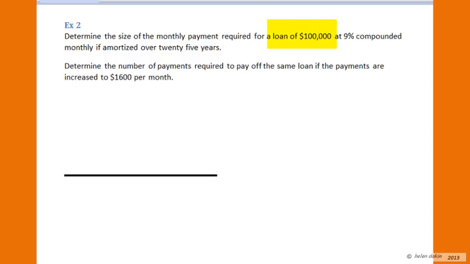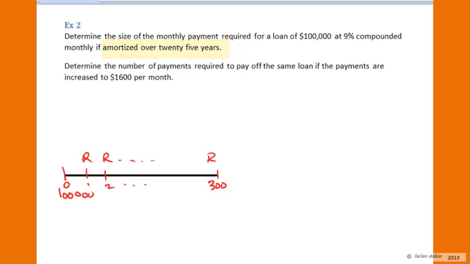Let's start with the time diagram. We have a loan of $100,000. That means that we've borrowed the money today, $100,000 today. That's the present value, so that would be 0. And we've got monthly payments at 9% compounded monthly over 25 years. That's 12 times 25, or 300 monthly payments. So we've got 1, 2, all the way up to 300 monthly payments of R dollars at the end of every month for 25 years.